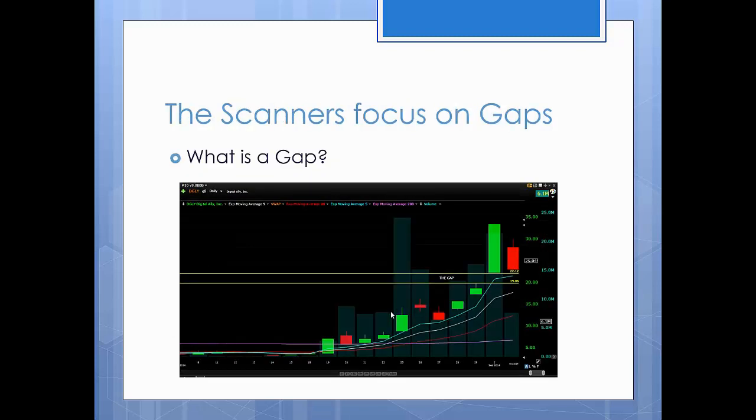So in the morning, my scanners focus on gaps. I look for stocks that are gapping up. And a gap is simply a stock that's opening higher than it closed yesterday. Okay, so overnight, there's going to be a price gap. And on the daily chart, you'll see this little window, and we call that the gap. Sometimes I call it a window or a little pocket. It's a little air pocket there. There's absolutely no resistance in this little pocket. Okay, so stocks gap up because they have good news overnight.